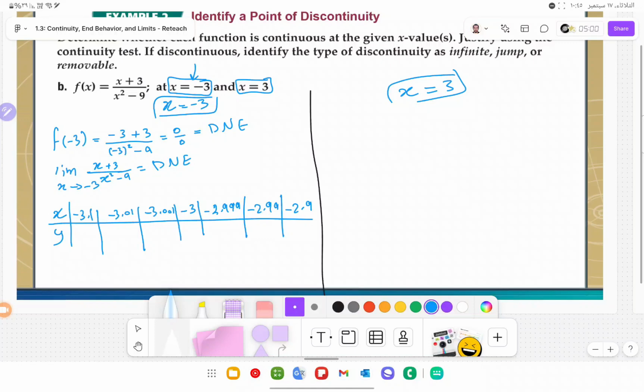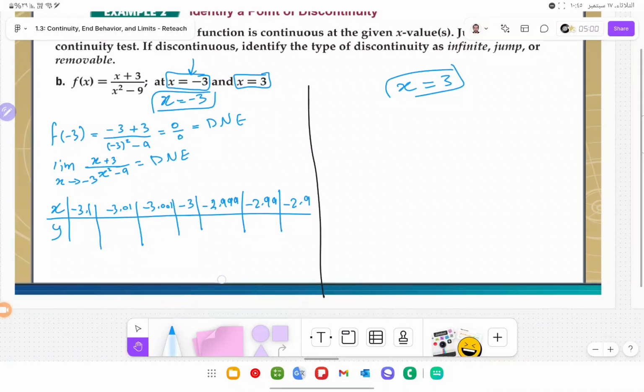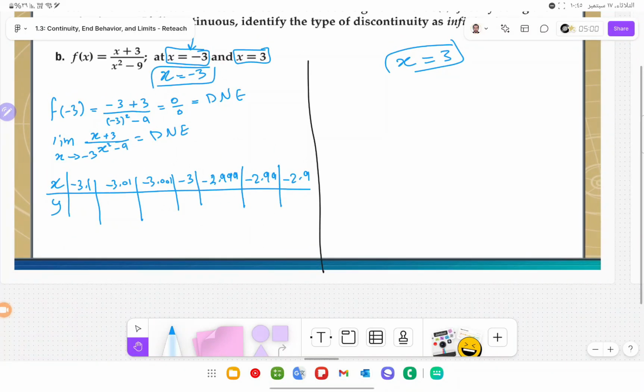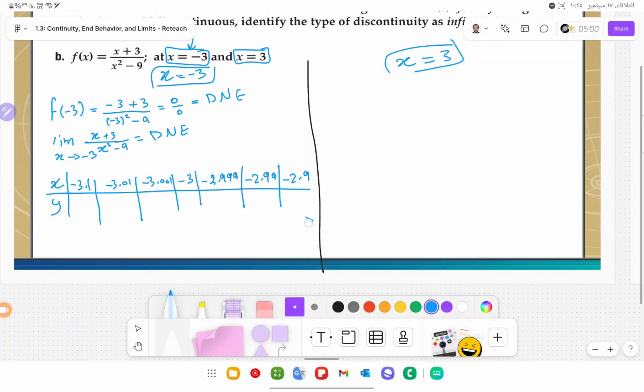Okay, now let's replace the points in the equation. As you can see, this is not a piecewise function, it's just one function. So from the beginning to the end, I'm going to replace it in f of x. Now let's start replacing point by point. We need to check this value here. First let's replace negative 2.9. So it will be negative 2.9 plus 3 over negative 2.9 squared minus 9.